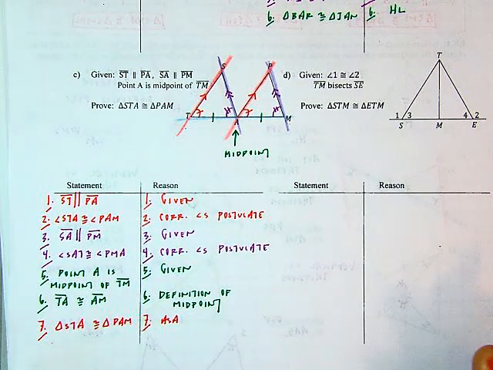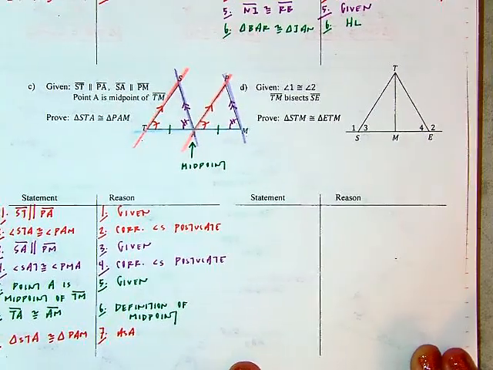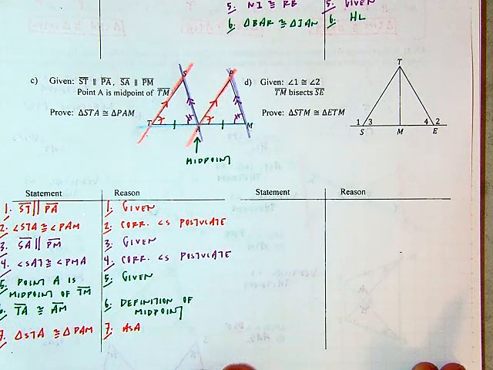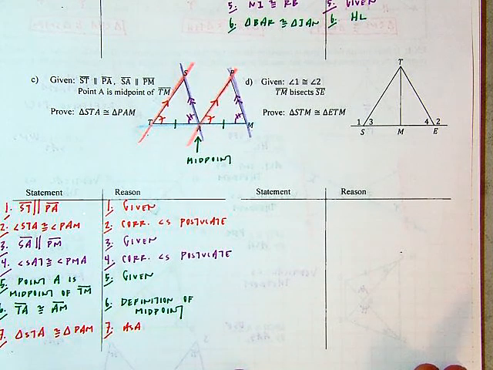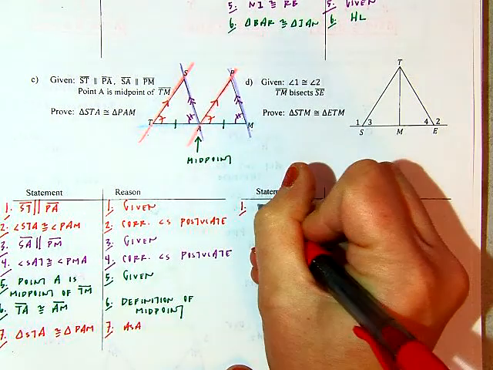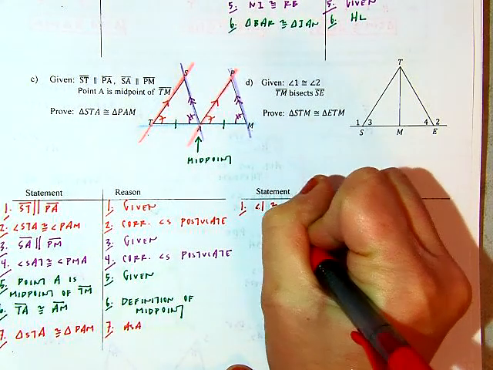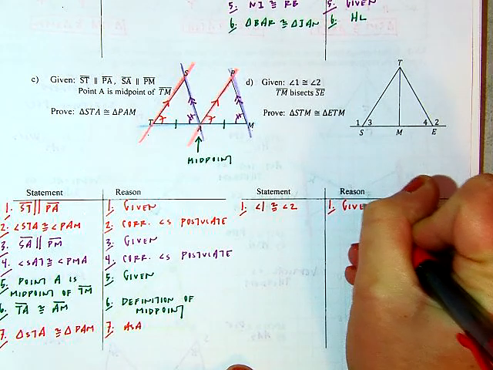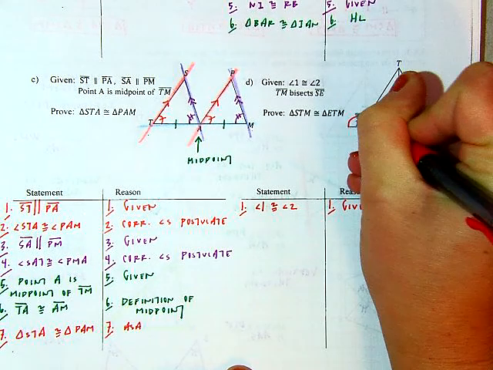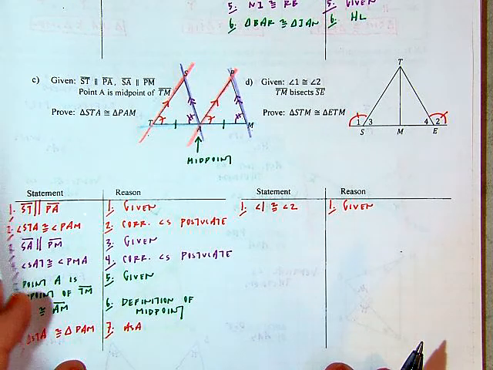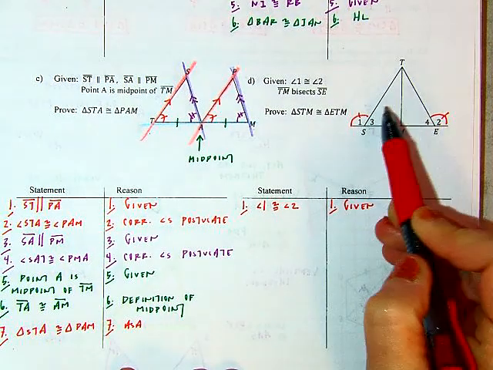All right, last one right here. So here I am again. I'm given two things, and I want to build off of each one. So I'm going to start with that first given, that angle 1 is congruent to 2. And then I mark my picture as I go. So these angles, they are congruent. Okay, they're on the outside of my triangle. I'm trying to connect these two triangles.